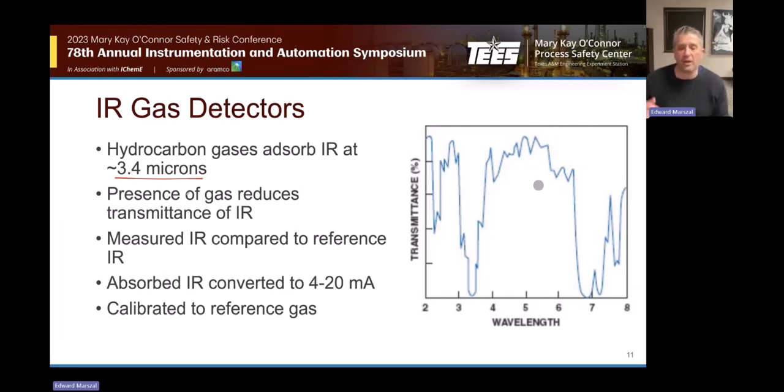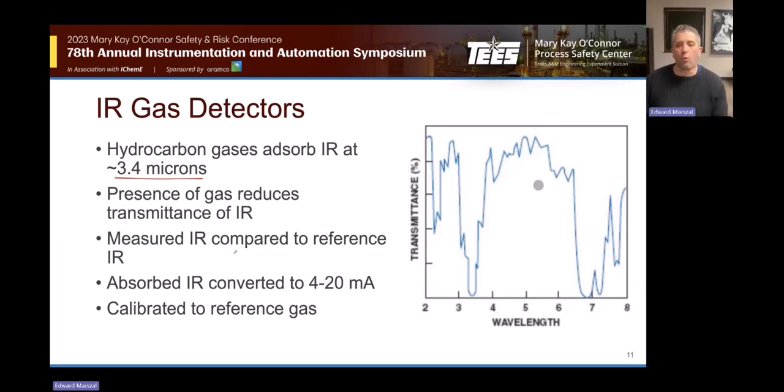So when we're using an IR detector to detect flammable gases, hydrocarbon gases, and it is going to be hydrocarbon gases, that's going to be a limitation that you'll see, the presence of the hydrocarbon gas is going to reduce the transmittance of IR radiation, because the IR radiation gets absorbed by that carbon-hydrogen bond and it excites it into its next quantum state, effectively, is what's happening.